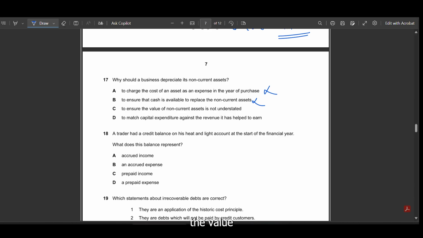C, to ensure the value of non-current asset is not understated. If we calculate depreciation, the value is not overstated. So that could be the right answer, but it's showing not understated. So again, C is eliminated. The right answer would obviously be D, because we show depreciation to match my capital expenditure against the revenue it has helped to earn. So D is the right answer. A, B, C can be easily eliminated.